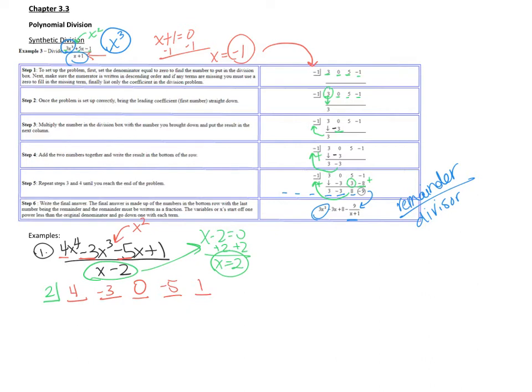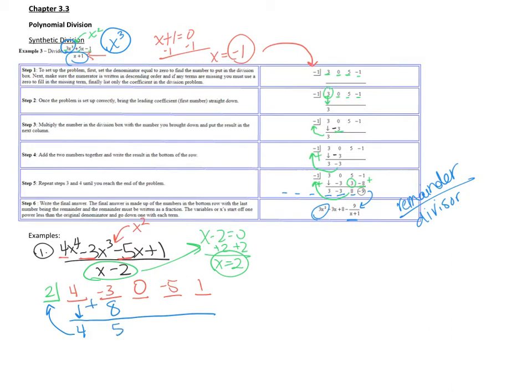Okay, so now that I've got it set up, the first thing that I'm going to do is bring this number down. So I'm going to bring down the 4, and I'm going to start my process of multiplying to the box here. So I'm going to say 4 times 2 is 8. I'll write it down underneath, and I'm going to add going down. So 8 plus a negative 3 is going to give me 5.